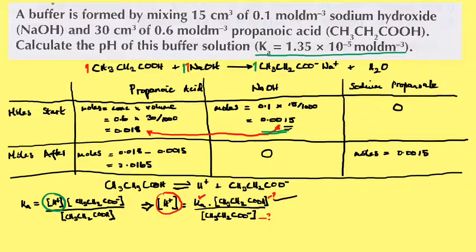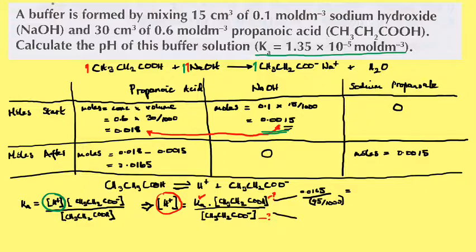So concentration is moles over volume. If we're dealing with the acid, we've got 0.0165. And the volume, now notice the volume, you've mixed two solutions. You've mixed 15 of one and 30 of the other. So the volume is going to be 45 cm cubed. But it's 45 over 1,000 because we're always dealing with decimeters cubed. That sum we'll put into our calculators in a minute. Let's do this one first.